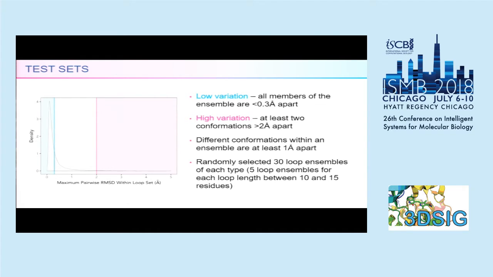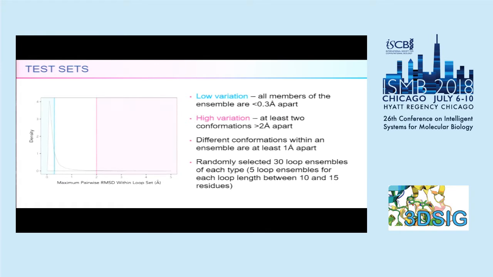So basically, it's been solved multiple times and found in exactly the same shape. Now, I can't be definite that those things are low variation, just to be clear, because somebody could solve a structure tomorrow and show me it sits in a very different place. But I'm estimating that most of those don't move very much. And then I have a high variation set. And in there, I have at least 2 conformations that are more than 2 angstroms apart. So that's the 2 extreme ends of this distribution.